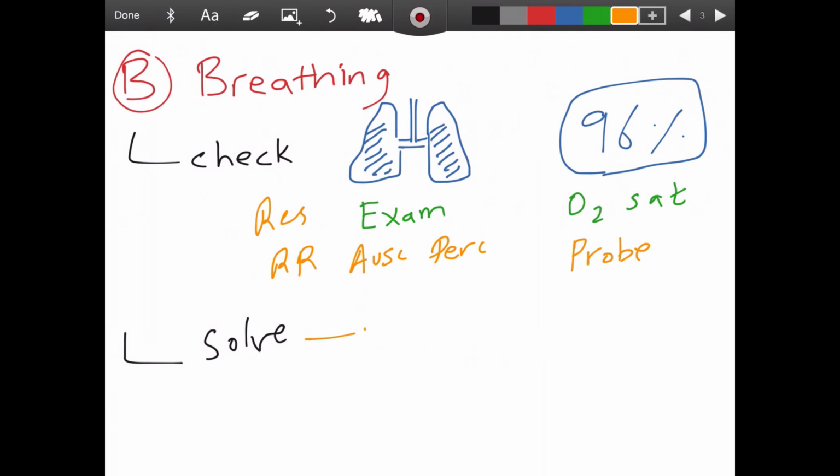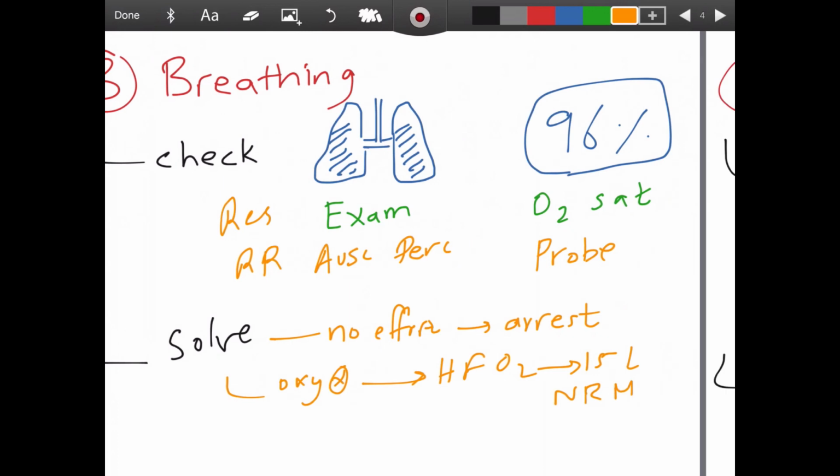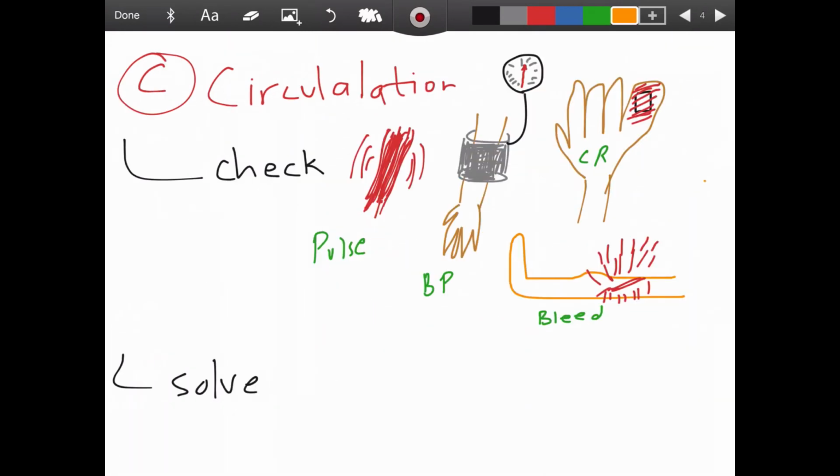If the problem is there, what can we do? So, if there is no respiratory effort, it is important to call the arrest team. And if you feel the patient is not oxygenating, we can start him on high flow oxygen, high flow O2. This can be, for example, 15 liters via non-rebreathing mask. So moving on to the next one. C. C stands for circulation.